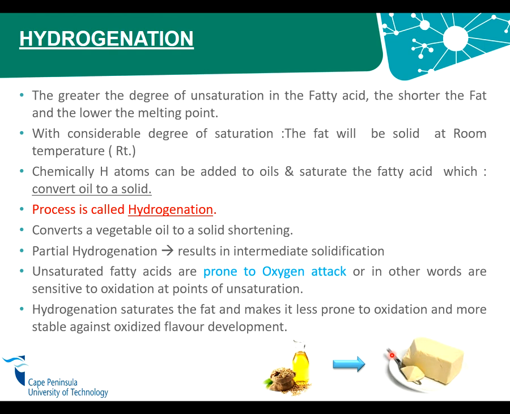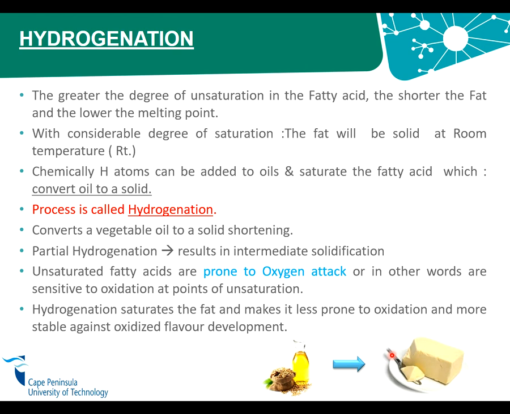So I'll repeat that. Hydrogenation is a process that is used in the food industry to convert a vegetable oil into a solid shortening, and then mostly what happens is that the unsaturated fatty acids are prone to oxygen attack. In other words, they are sensitive to oxidation at points of unsaturation. Therefore, hydrogenation saturates the fat and makes it less prone to oxidation and more stable against oxidized flavor development.